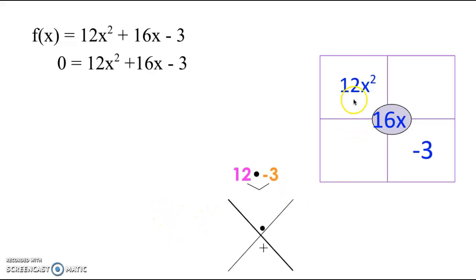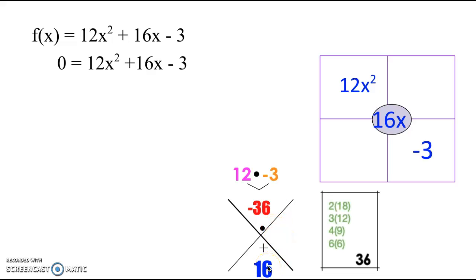So first I'm going to take 12 and multiply it by negative 3. That's my A and C. And that's going to give me negative 36. And I also know that these have to add up to positive 16. So we need factors of negative 36 that add up to 16. Since this is negative 36, we know that one of the factors has to be negative, because a negative and a positive gives us a negative.